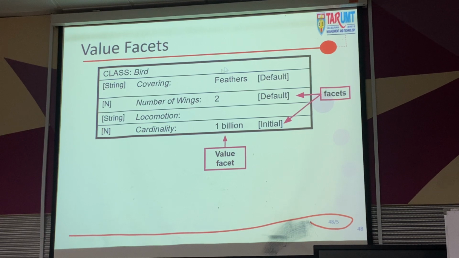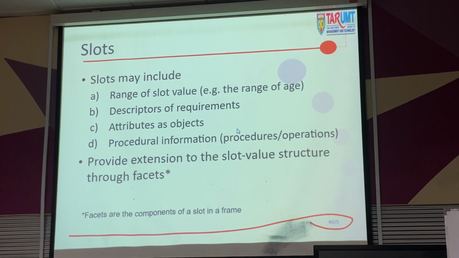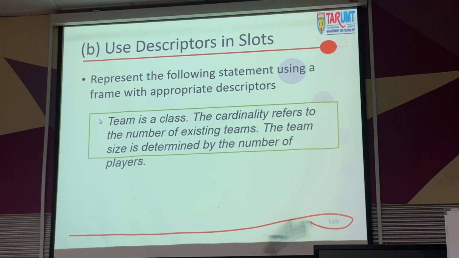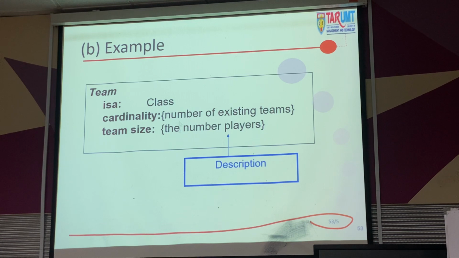Okay, so in slot you can do many things. You can put the value. If you don't have the value here, for example 1 billion 2, you can leave it blank. Otherwise you can also add a description. For example, in this case, if you don't have a value, you can add a description for the particular attribute, for example team. Team is a class, the cardinality. So you can add the description here if you don't have any value.